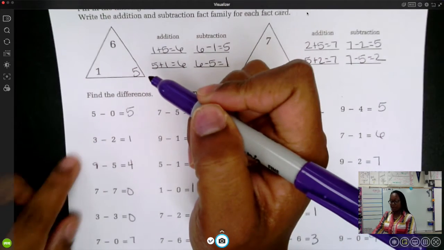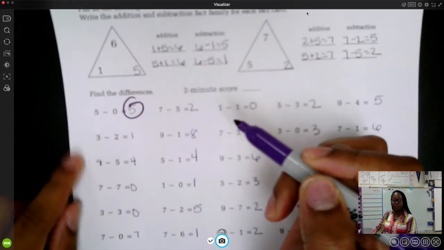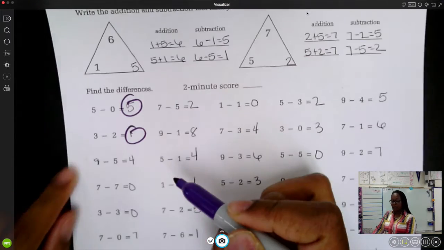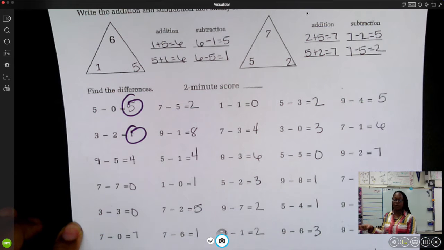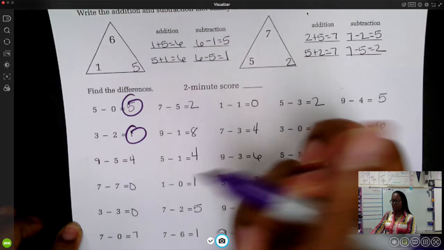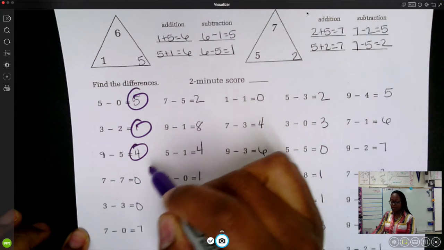So at the top, it says 5 minus 0 equals 5. 3 minus 2 equals 1. I put a 9 there. You guys can fill that in as well. If you had something else, you can change it or you could just leave it. It's no biggie. 9 minus 5 equals 4. 7 minus 7 equals 0.